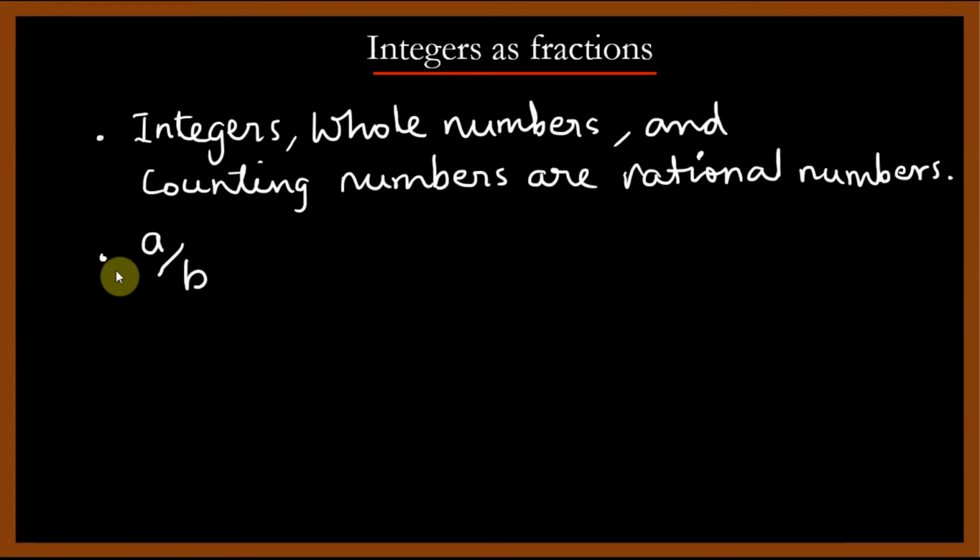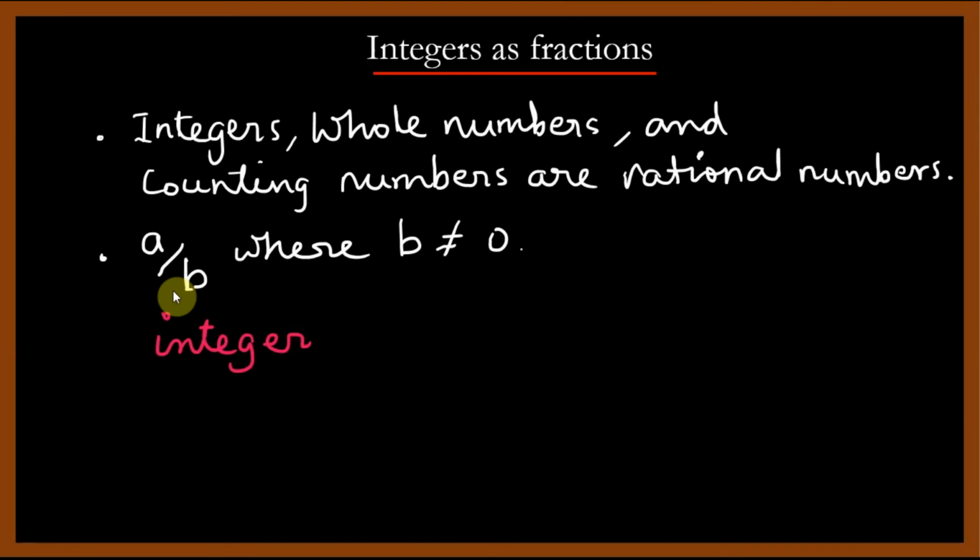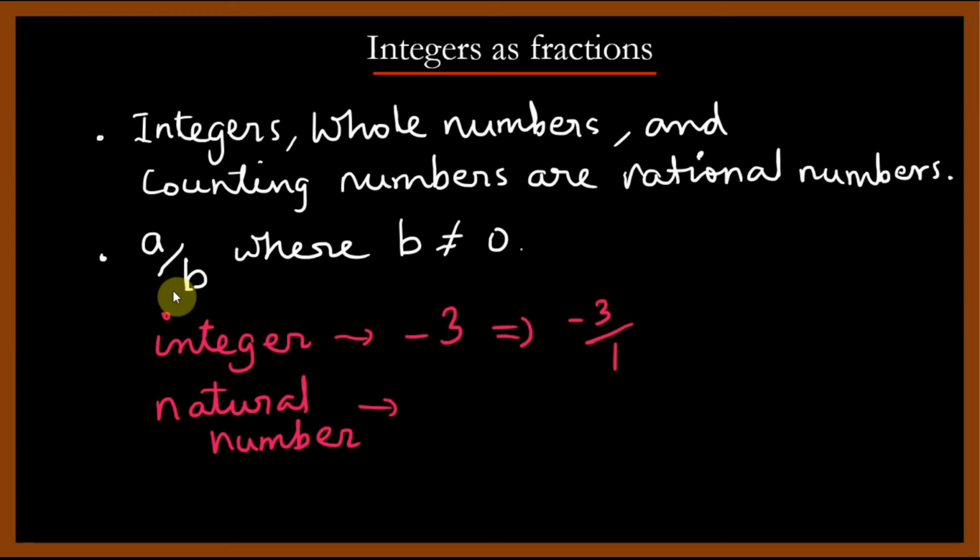You can write any integer, whole number or natural number in a by b form where b is not equal to 0. For example, the integer -3 can be written as -3 by 1, and the natural number 5 can be written as 5 by 1, which is the same as 5.